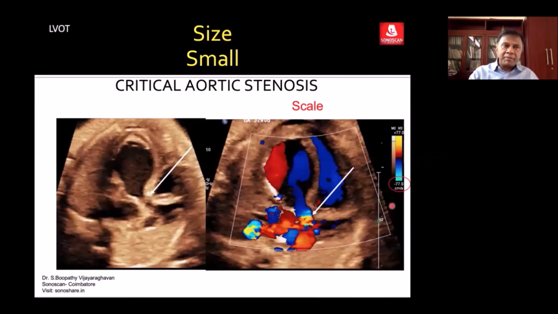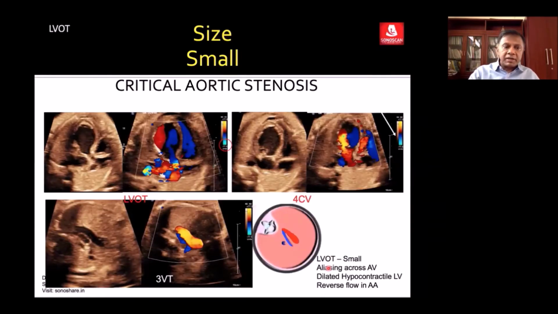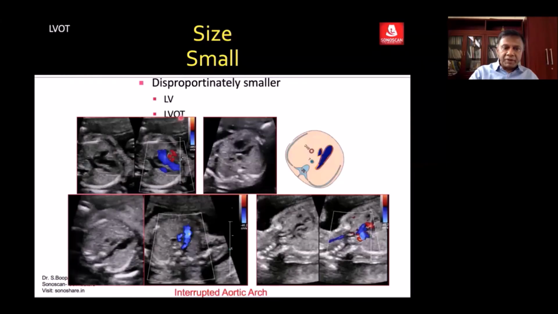Because the normal velocity is around 50 to 60 centimeters per second, you must set the scale around 70 centimeters per second. If aliasing is still present, then it is abnormal. So, a narrow LVOT, a dilated left ventricle with a smaller LVOT. Then you look at the arch of the aorta. Here the arch of the aorta is discontinuous. You don't see the arch of the aorta.